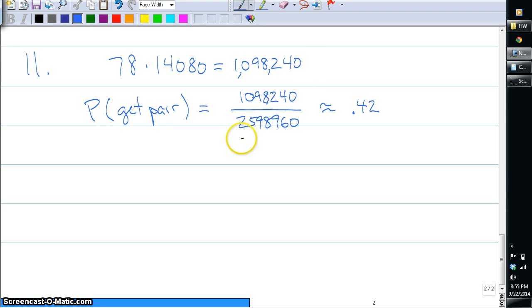The probability that we would end up getting a pair would be that 1,098,240 divided by the total number of possible 5-card poker hands, which was 2,598,960, which works out to being right around 42%. So the probability of getting a pair when you're dealt a 5-card poker hand is 0.42 or 42%.